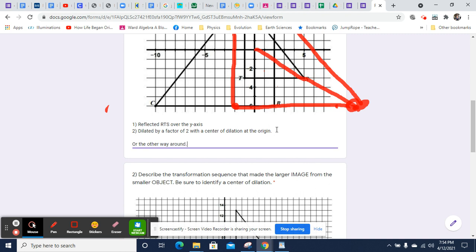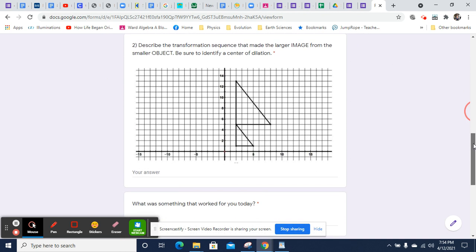Okay, now let's take a look down here in number 2. So we've got this transformation. We're looking for a sequence of transformations. This is a little simpler. So we got this smaller triangle. We would have translated it up by 4. This point goes up by 4 to here. This point goes up by 4, and this point goes up by 4. And then we would have dilated it by a factor of 2 with a center of dilation here at 2, 5.